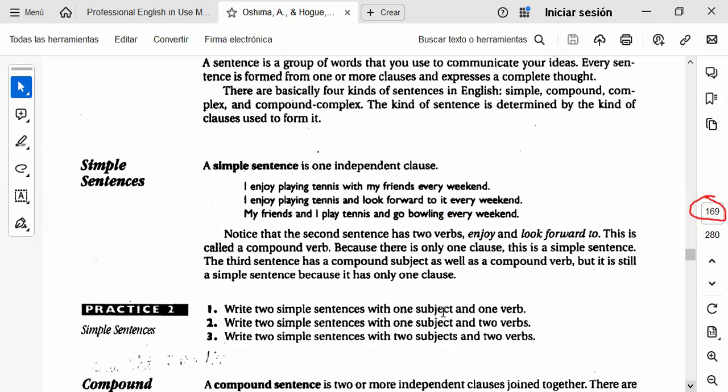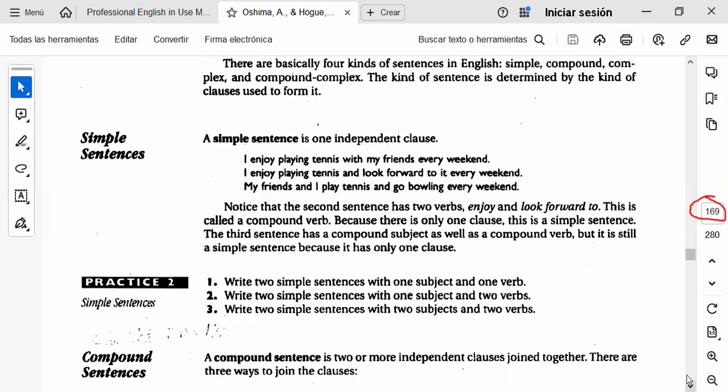Write two simple sentences with one subject and one verb. Okay, could you give me just one simple sentence with one subject and a verb? For example, I work every day. And you? I play tennis. Yes, very good. Every Saturday. What about the others? I go to church every Sunday. Very good, Andrea.